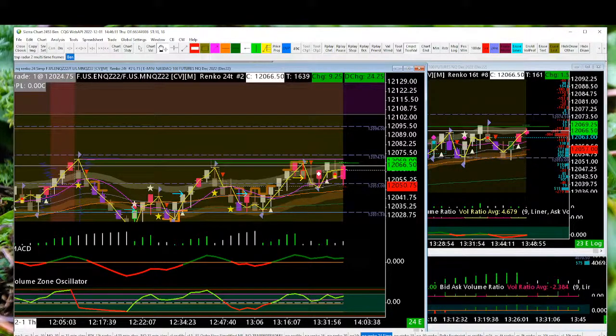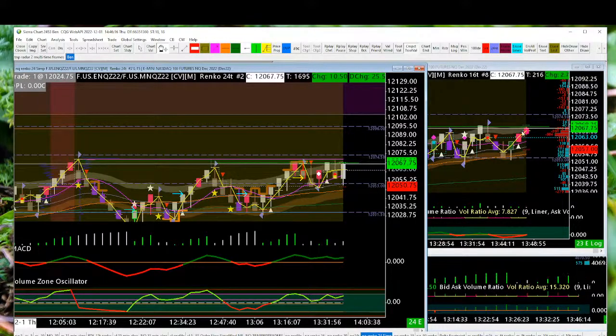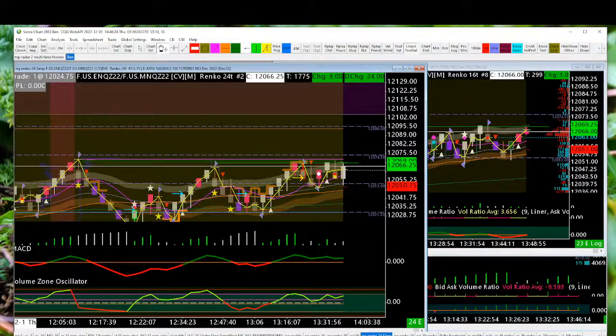Okay, I don't like the pink bar on the 16 tick. That's not good. This bar needs to not be pink, otherwise I will bail on it. It needs to be bullish and not pink, please. There we go. Okay, we're good. As long as it closes that way, we're fine.